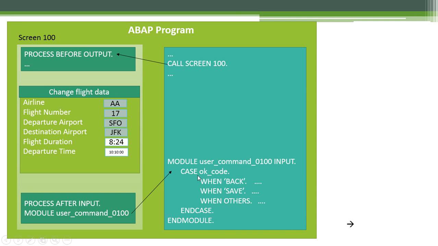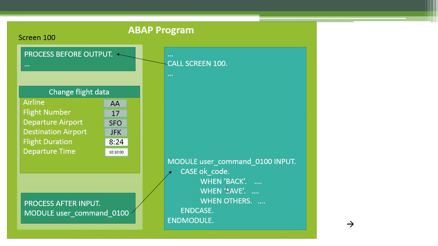Inside the module, then you can write your ABAP code. So in this case, you write a case containing the OK code, and the OK code contains the function that you program for each button. So for example, when you click on back, then the OK code will contain the function code back. So when back is executed, the code in the back case will be executed. The same for save, and you can add as many push buttons and as many cases as you need.